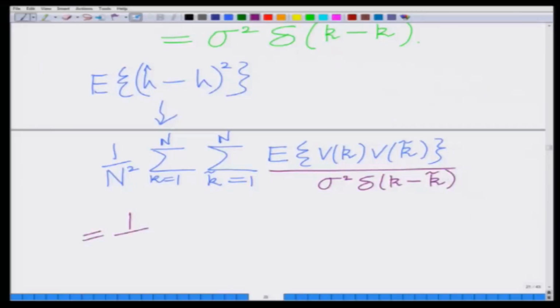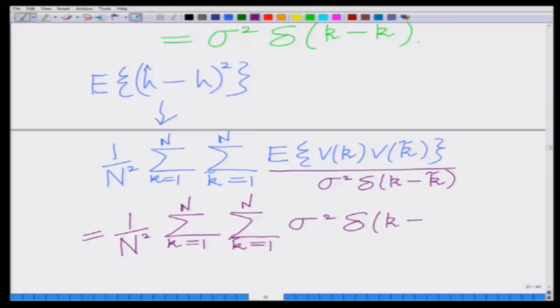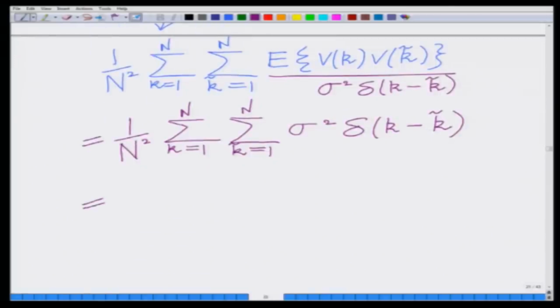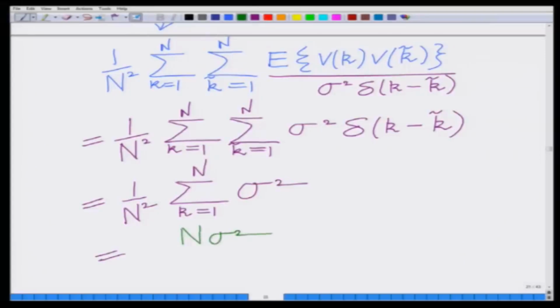Therefore, this is equal to 1 over n square summation k equals 1 to n, summation k tilde equals 1 to n sigma square delta k minus k tilde, and this term will only survive if k tilde equals k. Therefore, one of the summations will go away, because for each k I will have only one term which survives where k tilde equals k. Therefore, for each k, with k equals 1 to n, sigma square, which is basically n times sigma square divided by n square, which is basically sigma square divided by n.